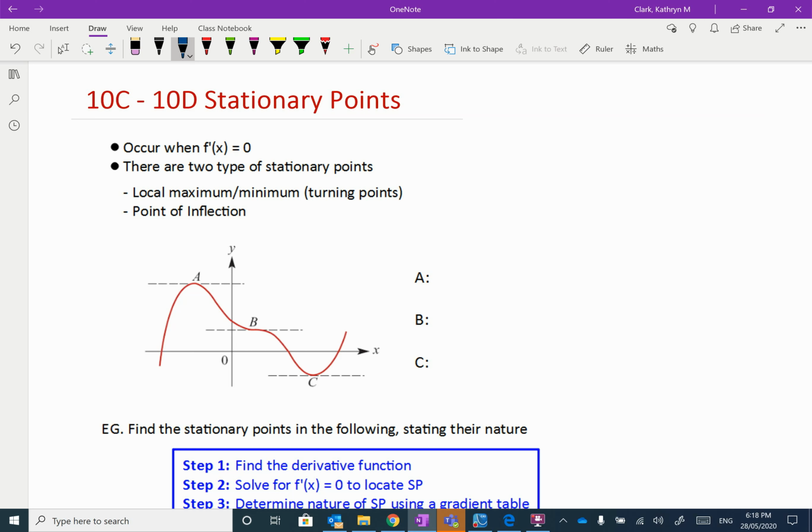And there are two types of stationary points that you'll come across. You can get a local maximum or a minimum, which is what we refer to as turning points, or you can get a point of inflection. Now, our maximum and minimum turning points are referred to as local maximums and minimums because they're not necessarily going to be where the function is at its absolute maximum or absolute minimum. So it's just local to that particular area. Alright, so in this little diagram here, at A, we have a local maximum, and C is our local minimum.